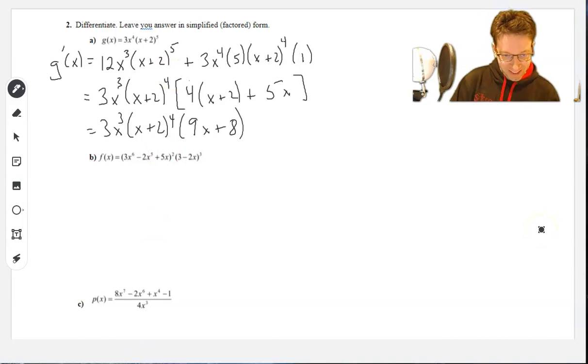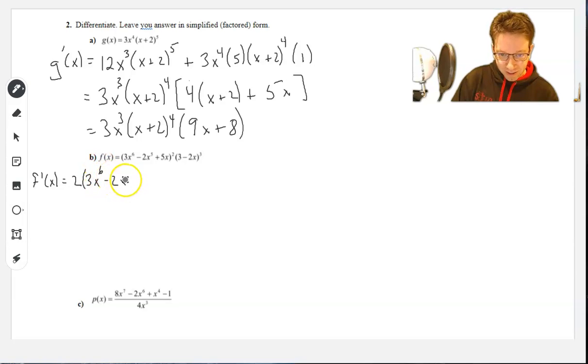So part B is essentially the same thing, except it's a lot more writing. So we're going to find the derivative here. We're going to use the product rule and the chain rule. So f prime of x is going to equal, so we're going to use the chain rule to find the derivative of this first bracket. So I'll multiply a 2 in front, times by that whole bracket.